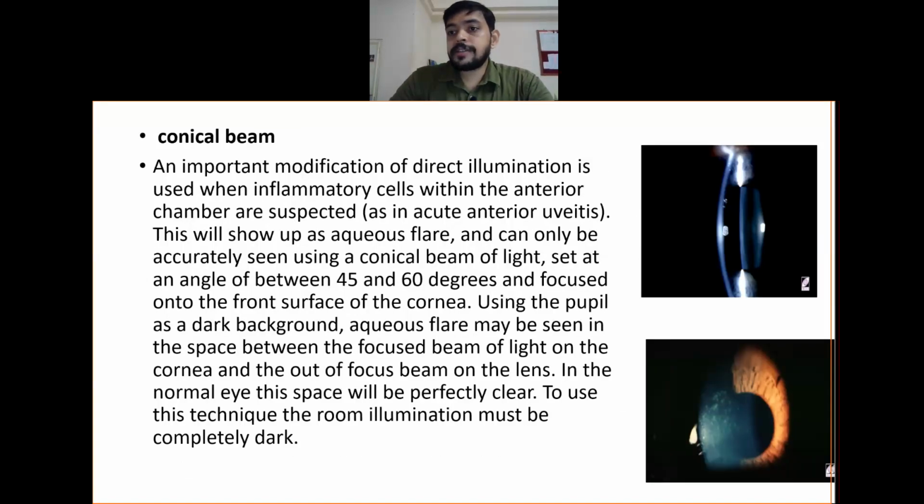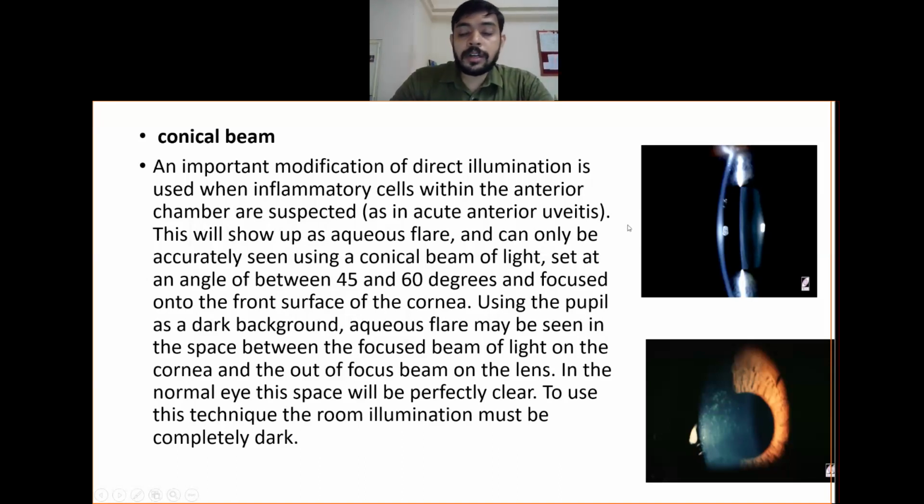So here we can see an optic section which is not focused on the cornea, it's basically focused on the lens. Over here we can see the anterior capsule, the posterior capsule and the layers of the lens.